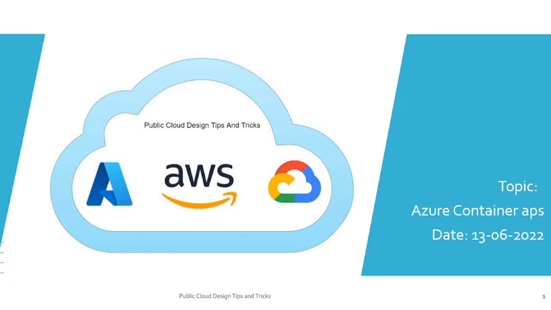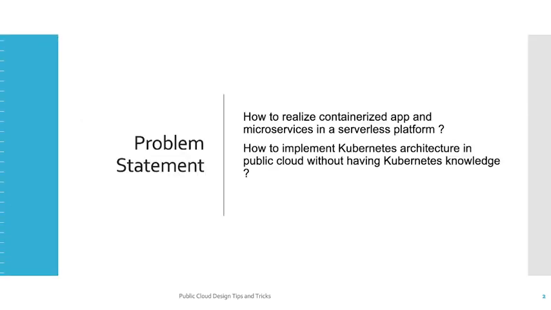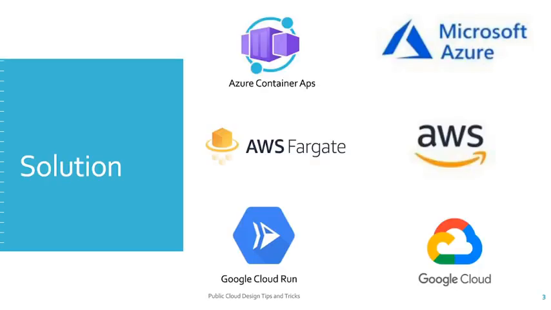Today, we are going to discuss Azure Container Apps. So today's problem statement: how to realize containerized apps and microservices in a serverless platform, or how to implement Kubernetes architecture in public cloud without having the Kubernetes infrastructure knowledge. That's where the solution provided by Microsoft Azure comes in, Azure Container Apps. AWS has provided AWS Fargate. Google Cloud has provided Google Cloud Run.